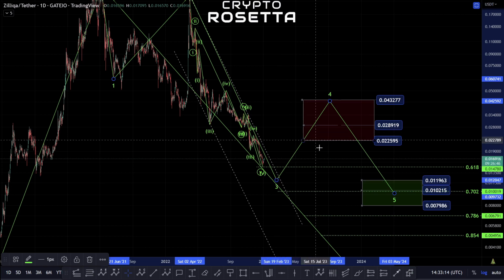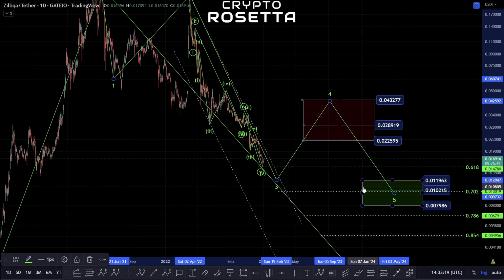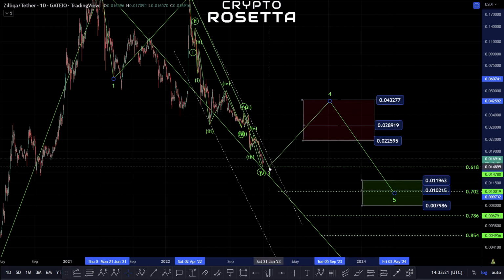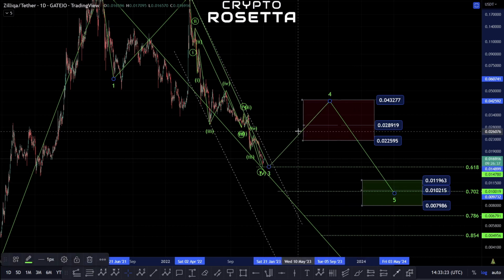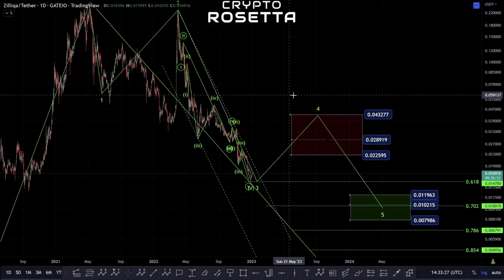So even if we do get a bigger move to the upside, we need to be aware that this could always face further rejection and look to break down some more. It's just something we need to bear in mind. So we'll go over this in the shorter term analysis in the next video.